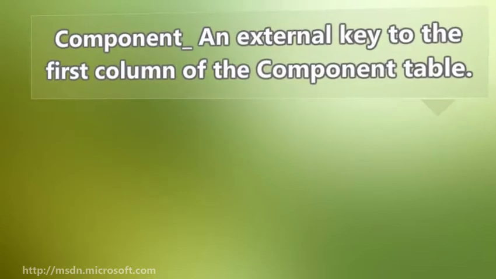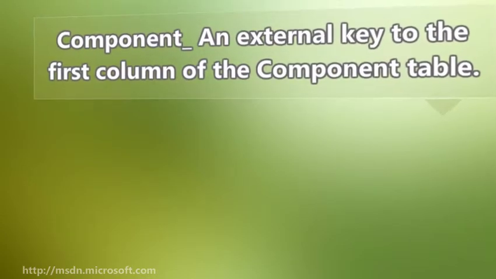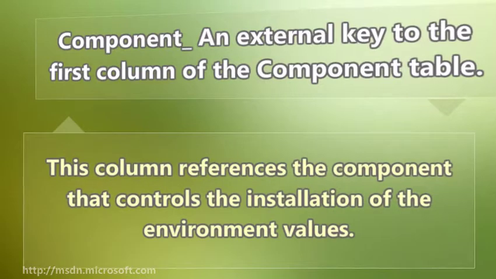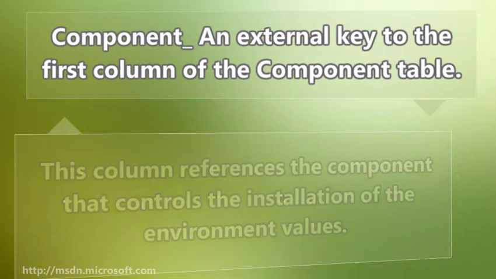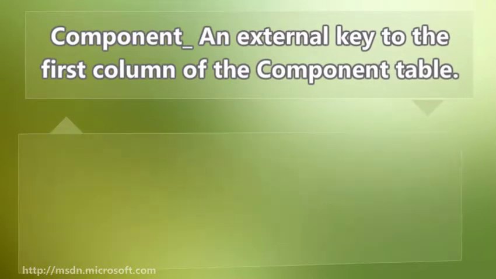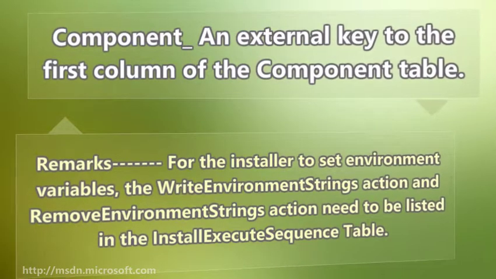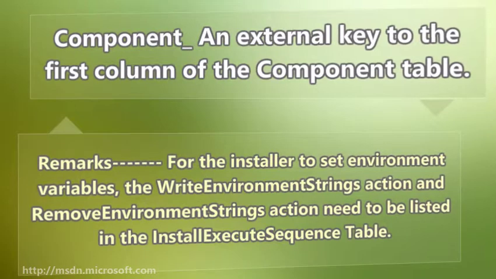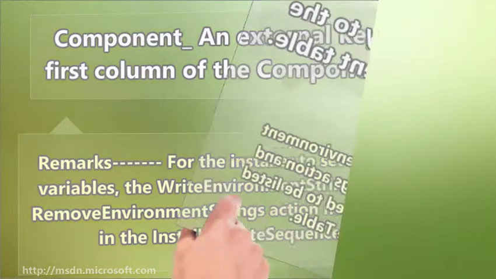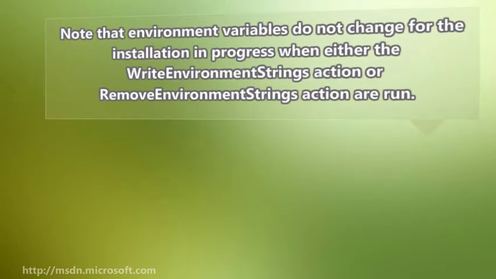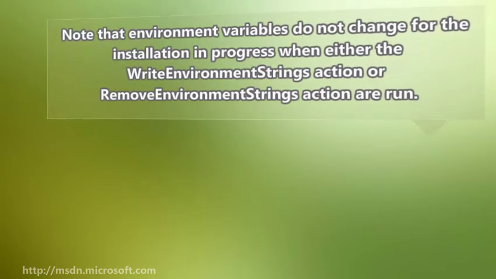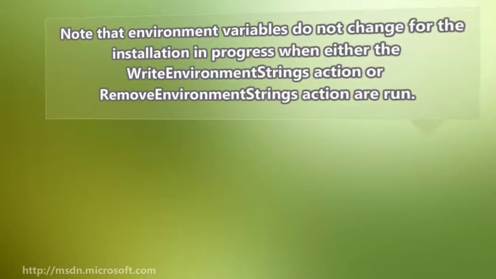Component. An external key to the first column of the Component table. This column references the component that controls the installation of the environment values. Remarks. For the installer to set environment variables, the WriteEnvironmentStrings action and RemoveEnvironmentStrings action need to be listed in the InstallExecuteSequence table. Note that environment variables do not change for the installation in progress when either the WriteEnvironmentStrings action or RemoveEnvironmentStrings action are run.